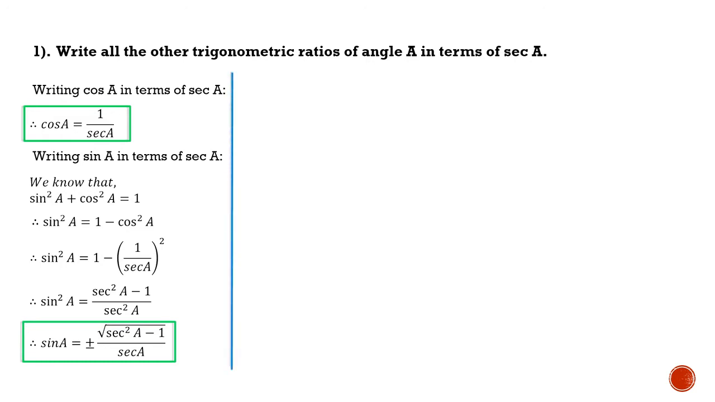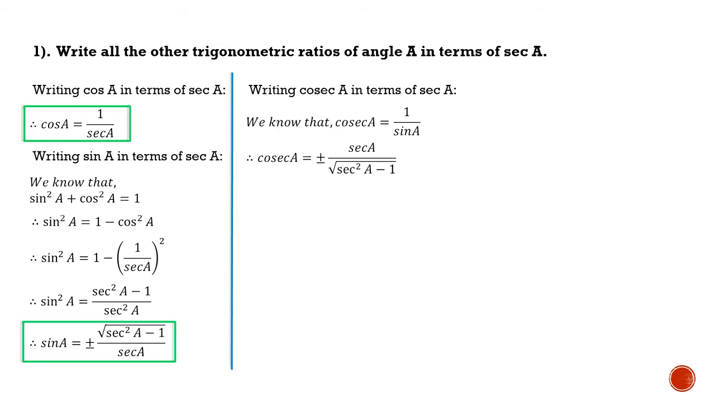The next one in line is cosec, and of course it is the simplest form because it is the reciprocal of sine A. So whatever answer we got for sine A, the reciprocal of it will be the answer for cosec A. Very simple to understand.